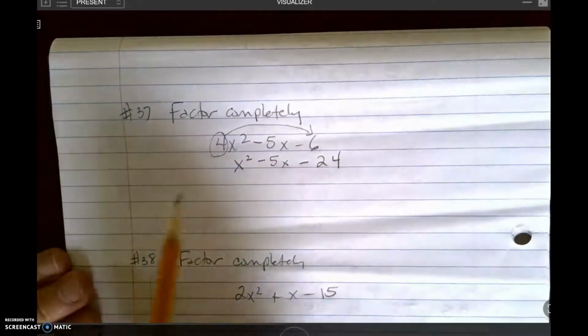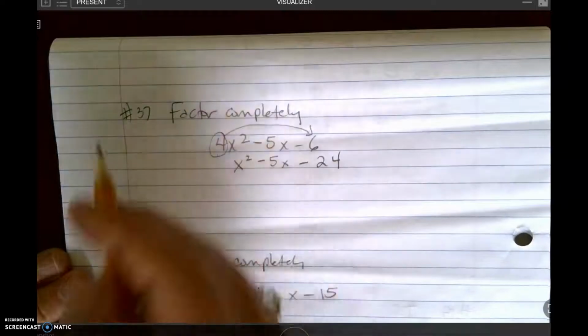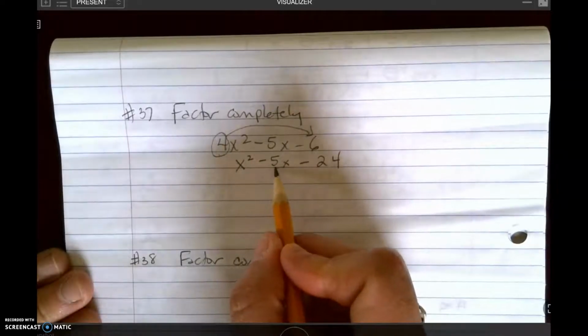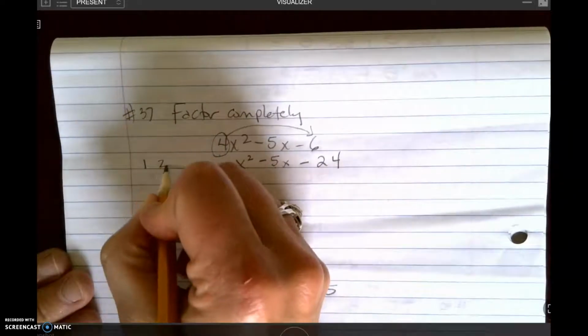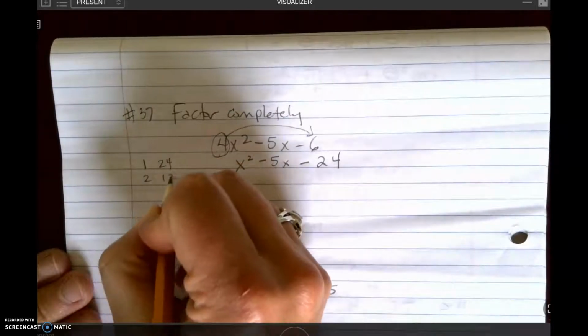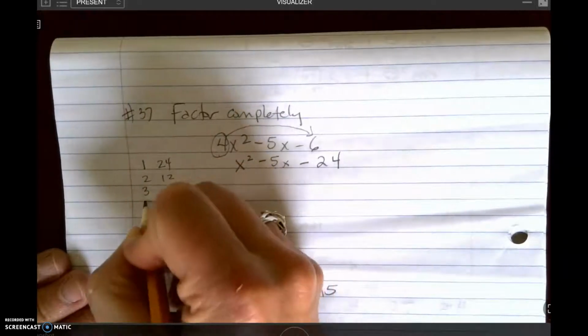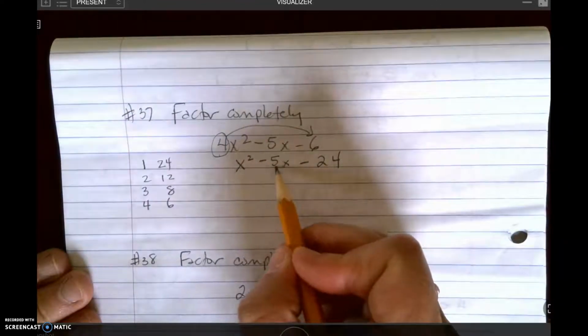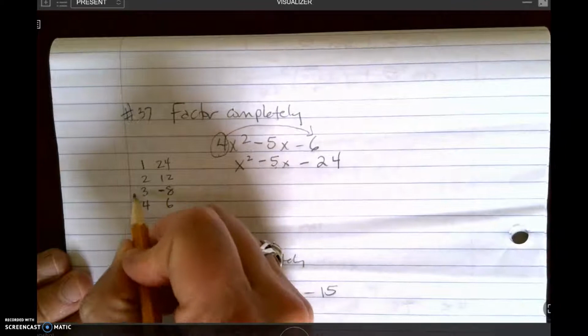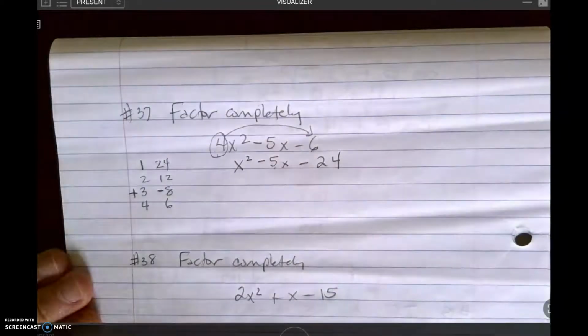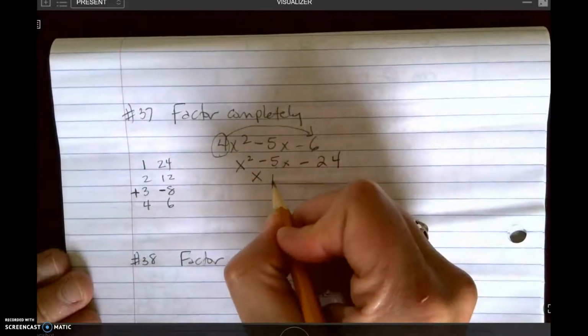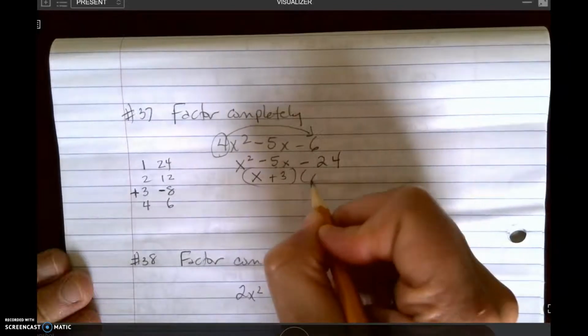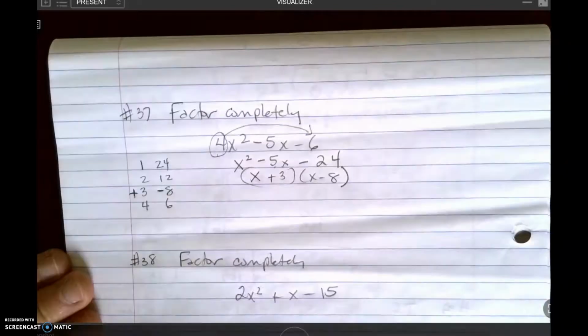So I have to ask myself, what are the factors of 24 that could add to negative 5? And I have 1 and 24, 2 and 12, 3 and 8, 4 and 6. And I need to make negative 5, so that would be negative 8 and positive 3. So I'm going to do x plus 3 and x minus 8.